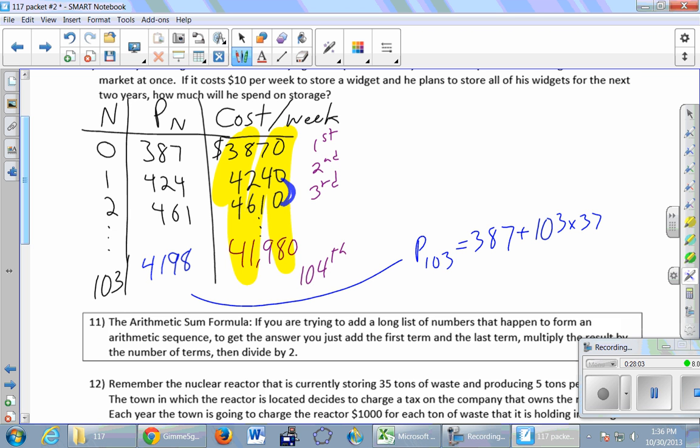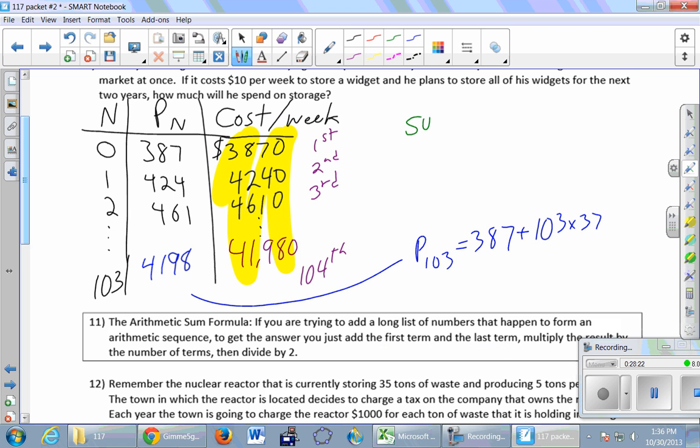It's also 370, and the difference is always 370. So this is just another linear sequence. It's called an arithmetic sequence because we keep adding the same amount. So here's the formula if you happen to be adding the same amount over and over again. It says you take the first term and the last term, and you add them up.